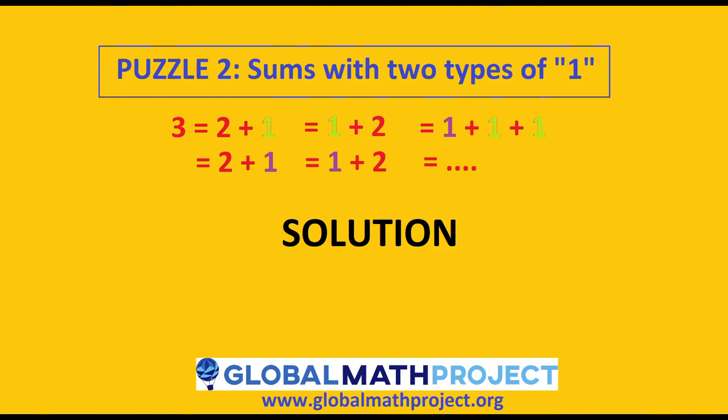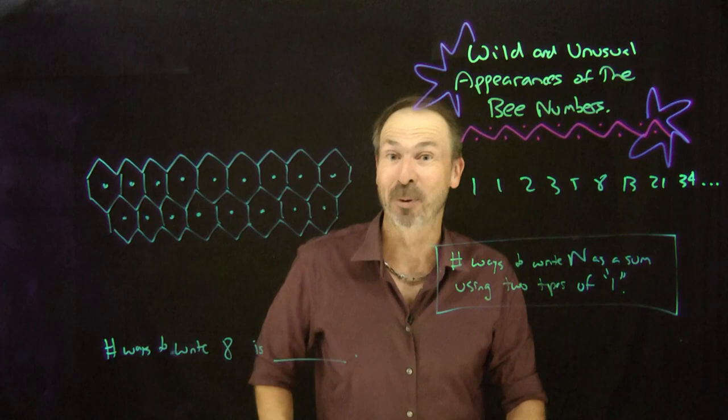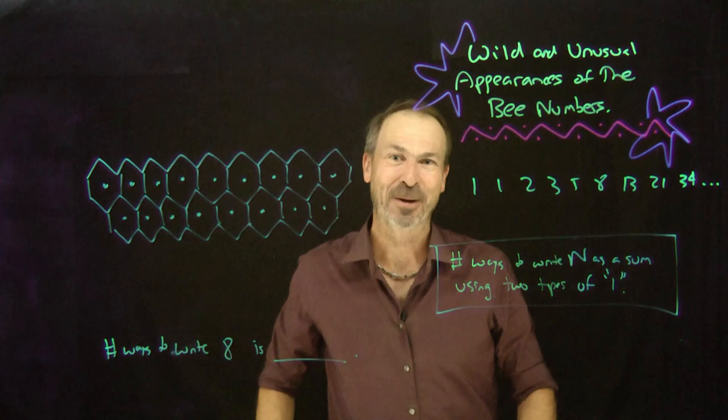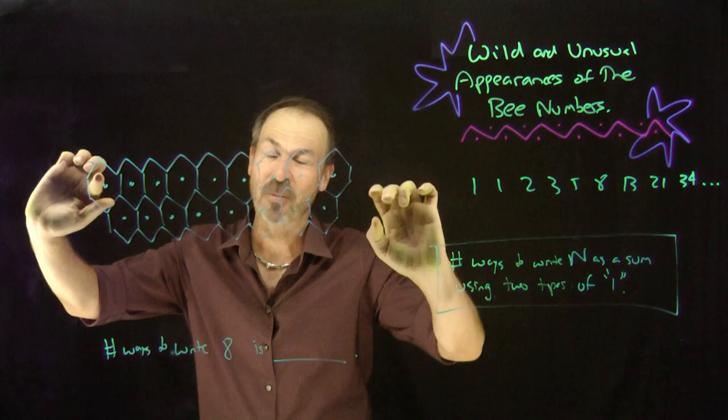Okay, puzzle number 2. The number of ways to decompose the number n as a sum of positive integers, but using 2 different types of number 1. I claim that actually corresponds to paths in 2 rows of a honeycomb. So let's look at the number of ways to decompose the number 8 in such a manner. To do that, I'm going to look at 8 cells on the bottom row and 9 cells on the top row, because I want to look at paths that start in a top cell and end on a top cell. So I have 9 cells on top, 8 on bottom. I'm going to focus on the 8-ness of this picture.